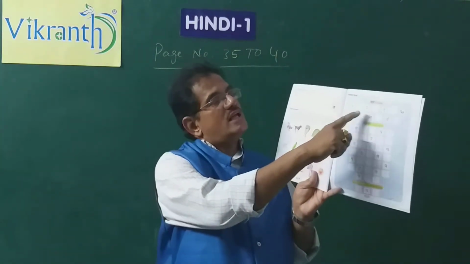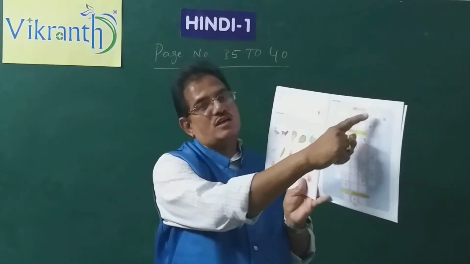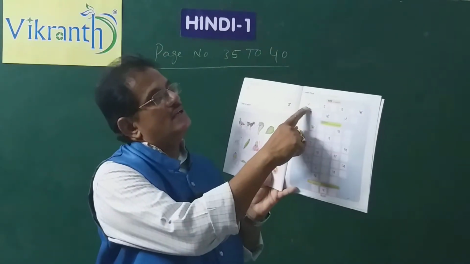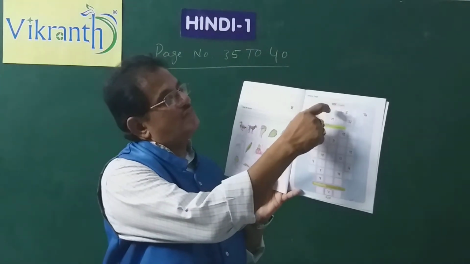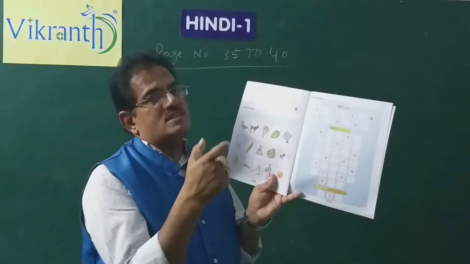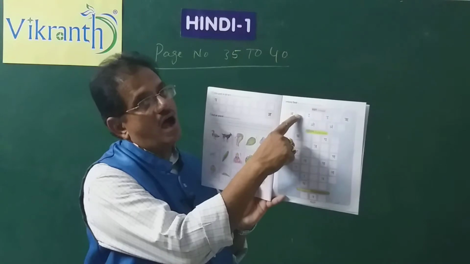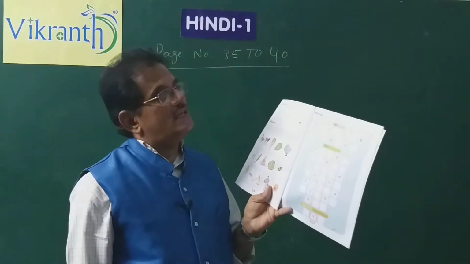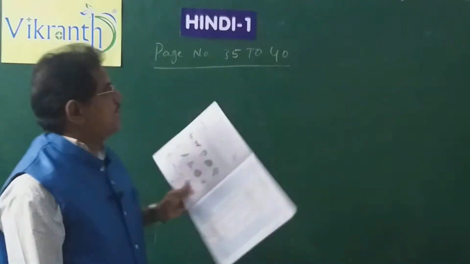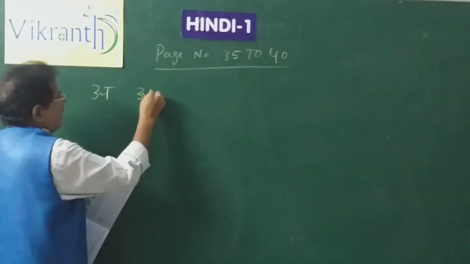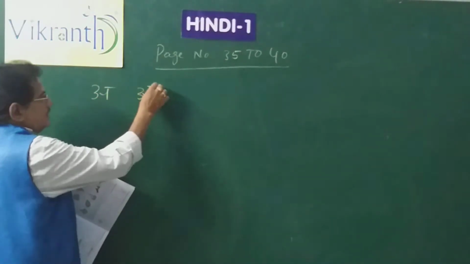Now there are some empty boxes given there. If you remember the Varnamala correctly, you can easily fill the boxes with the appropriate missing letters. First, I is given. Next, what is that? You remember the swar?